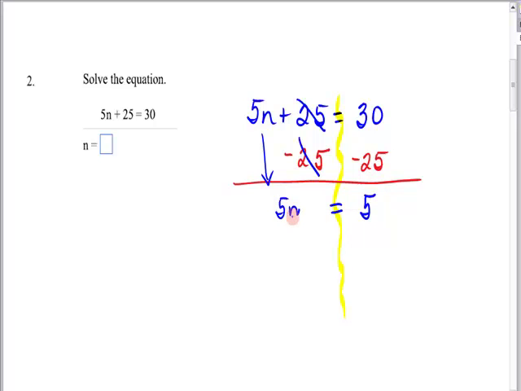Look, is n by itself yet? Not yet. 5 is a coefficient. It's multiplied by n. So I'm going to divide by 5. You don't change the sign, you're changing the operation. Those divide out, and you have n is equal to 1. I think I've gotten that answer twice.